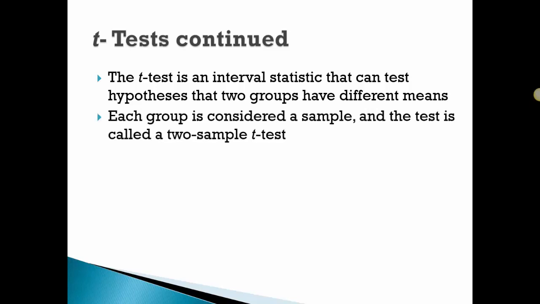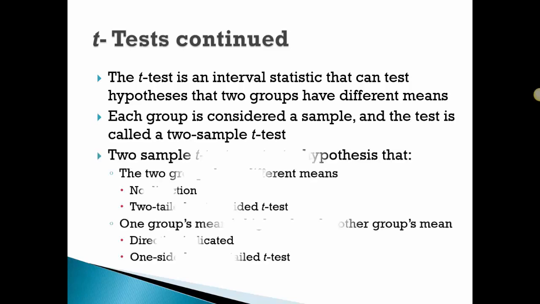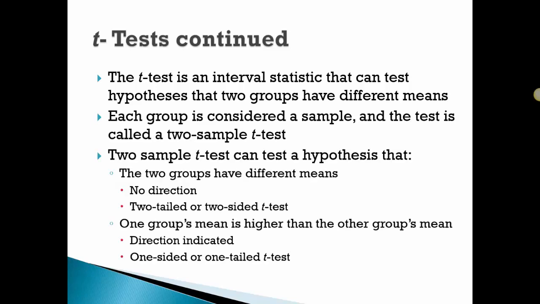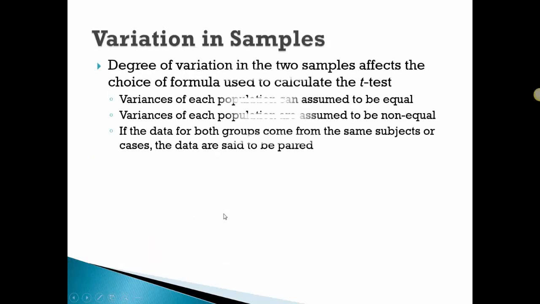Each group is considered a sample, and this is called a two-sample t-test. The hypothesis can be that they have the same mean, or that they have different means. In terms of different means, one group could be higher or lower than the other, and that's what we call a one-sided or one-tailed t-test. We give some direction in that case. With just different means, there's no direction, and it's called a two-tailed or two-sided t-test.